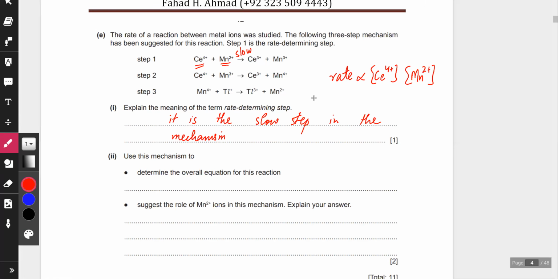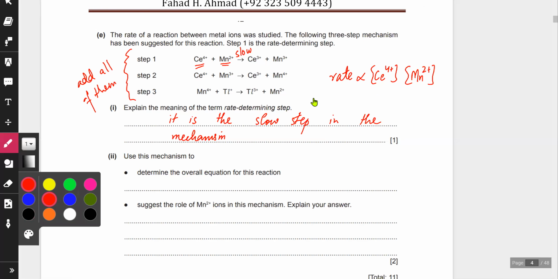That's it. So use this mechanism to determine the overall equation for this reaction. How would you determine the overall equation for a reaction if different steps are given? The simple answer is add all of them. If you add all the steps, you're going to get not the mechanism, but the overall reaction.